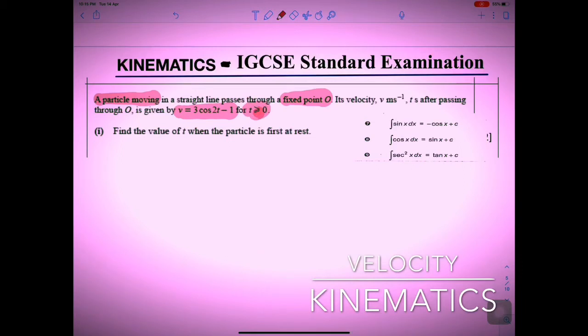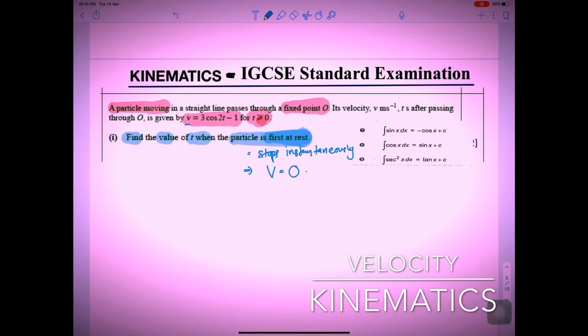So the question: find the value of t when the particle is first at rest. First at rest means the same as stop instantaneously. When it stops instantaneously, it gives you the information v equals 0. So v is equal to 0, so straight away 3 cos 2t minus 1 equals 0, and then find the value of t.